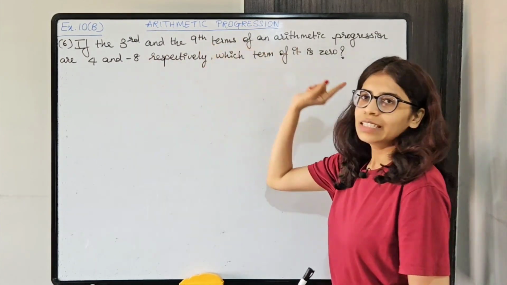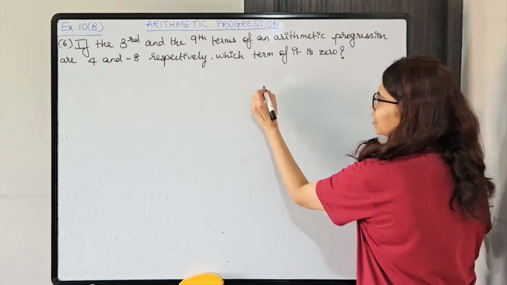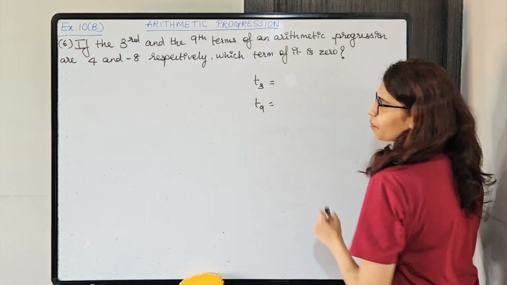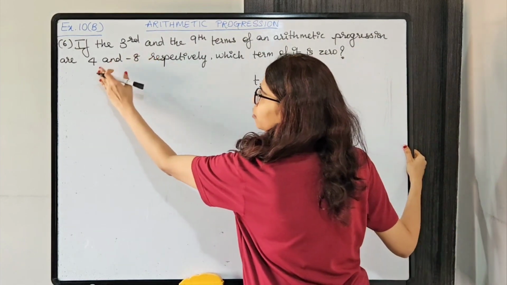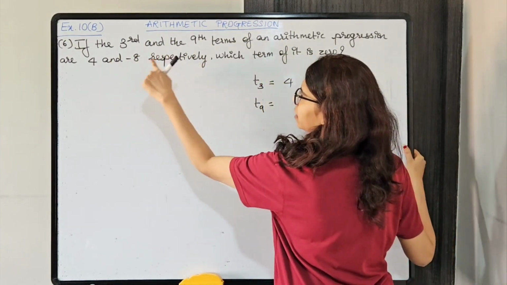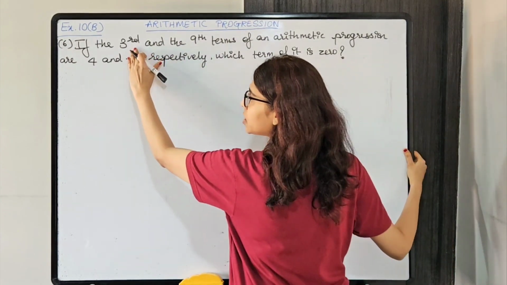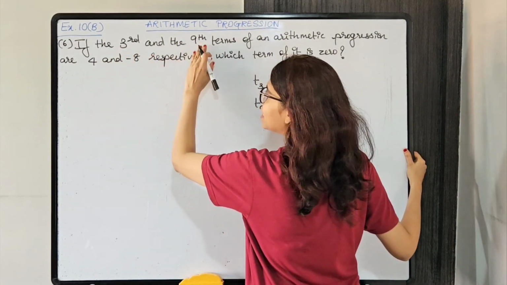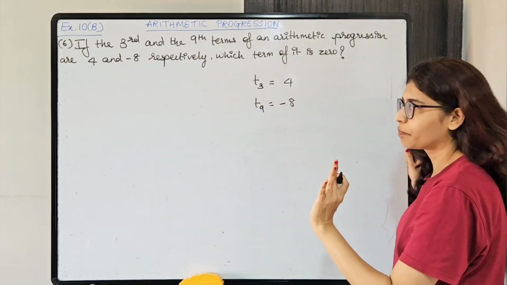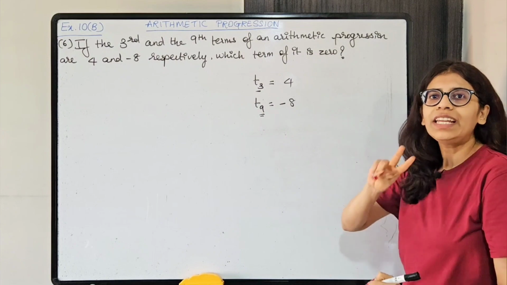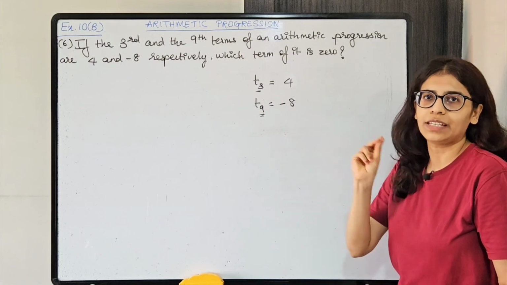Third and ninth terms of AP, that is T3 and T9 दिया है. Third term is 4 and ninth term is minus 8. Go in correct order. First term you will associate with first number and second term with the second number. Okay. Now T3 and T9 से हम लोग को दो linear equations मिलेगा in two variables.